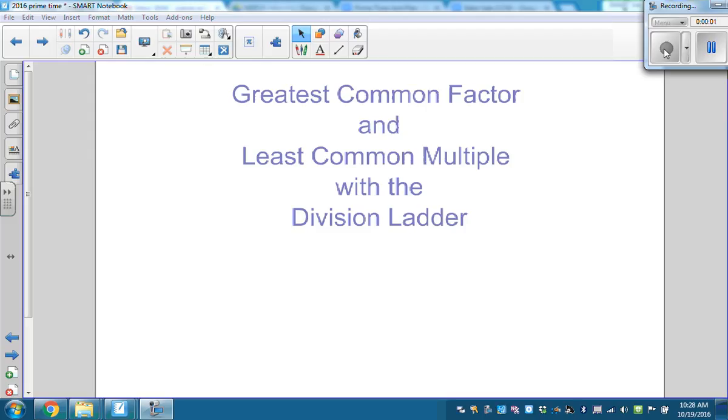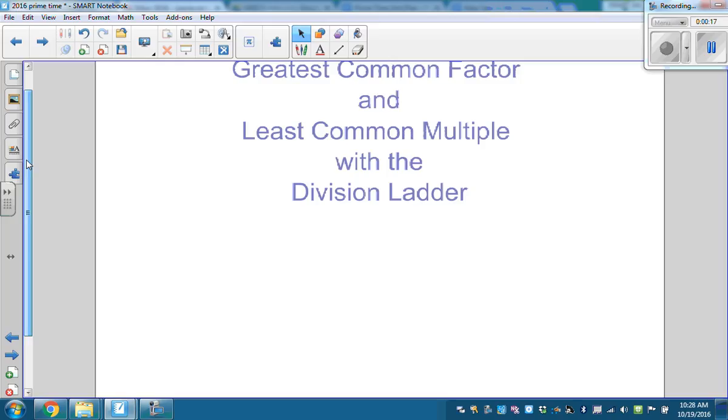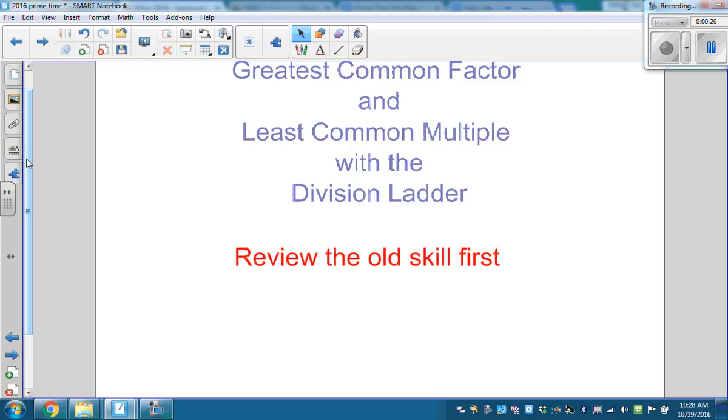The video is called Finding the Greatest Common Factor and Least Common Multiple with the Division Ladder. The division ladder is a handy tool that is quicker than using lists when you're trying to find the greatest common factor and the least common multiple of two numbers. But in order to understand that the division ladder actually works, we want to review the old skills first.